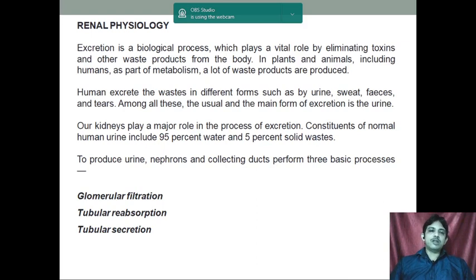Now, as we have said, the kidney plays an important role in the process of excretion. If we are talking about excretion, that means urine. Urine consists of almost 90% water and 5% solid waste. To produce urine, the nephron and collecting ducts perform the basic processes. So, what is the formation of urine? The first is glomerular filtration, then tubular reabsorption and tubular secretion. These are the three basic processes.